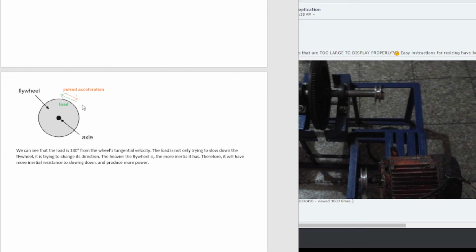the load on the flywheel would have to change the magnitude and the direction of the inertia, because it's trying to slow it down. We can see that the load is 180 degrees from the wheel's tangential velocity. The load is not only trying to slow down the flywheel, it is trying to change its direction. The heavier the flywheel is, the more inertia it has. Therefore, it will have more inertial resistance to slowing down and produce more power.